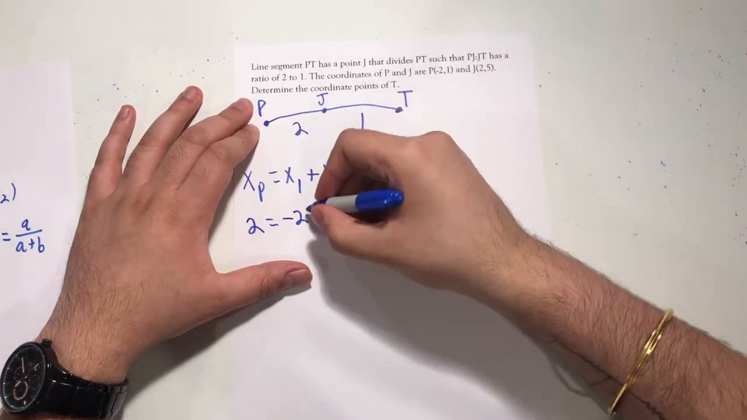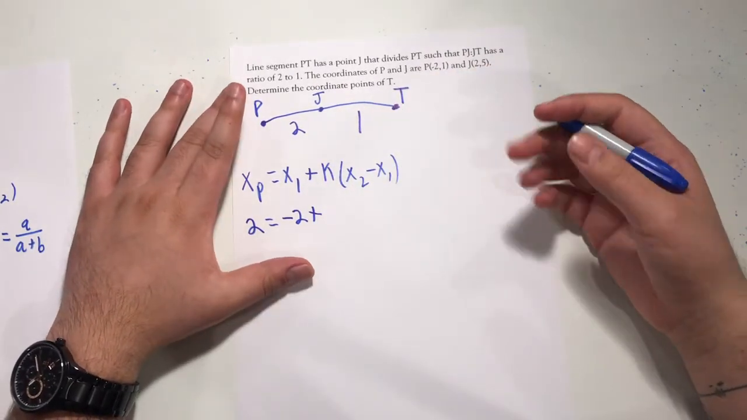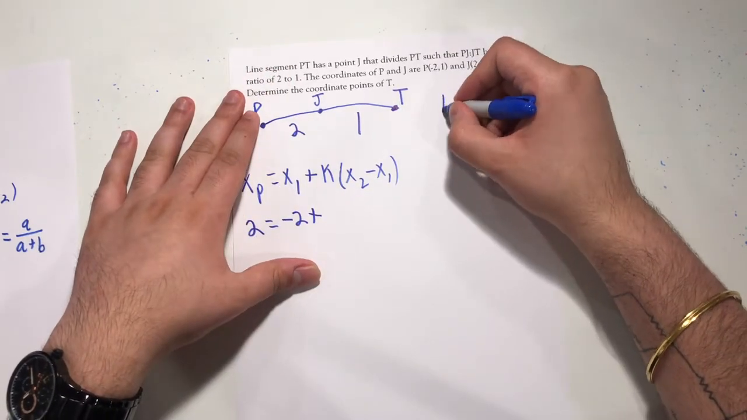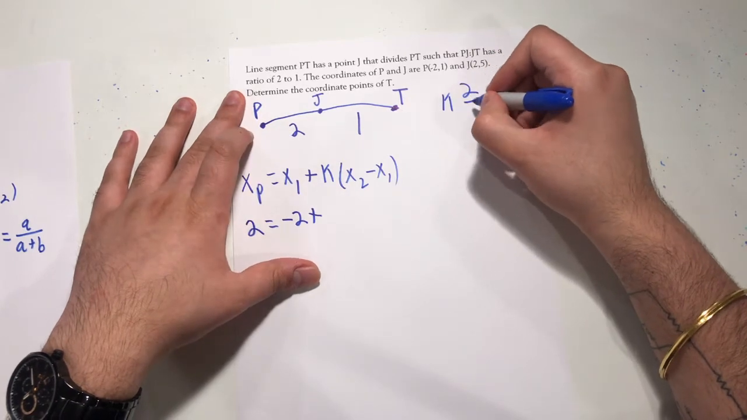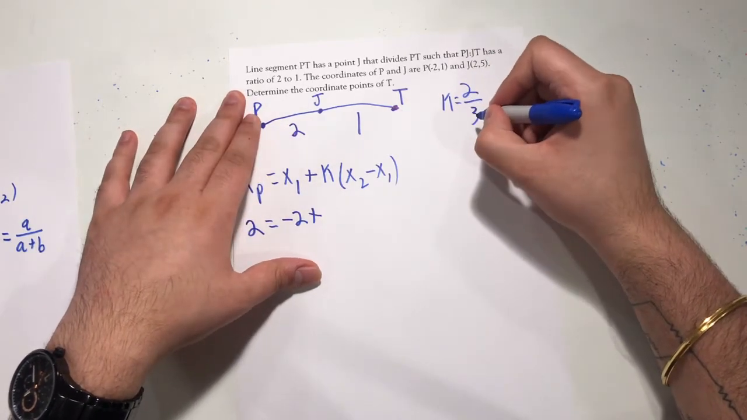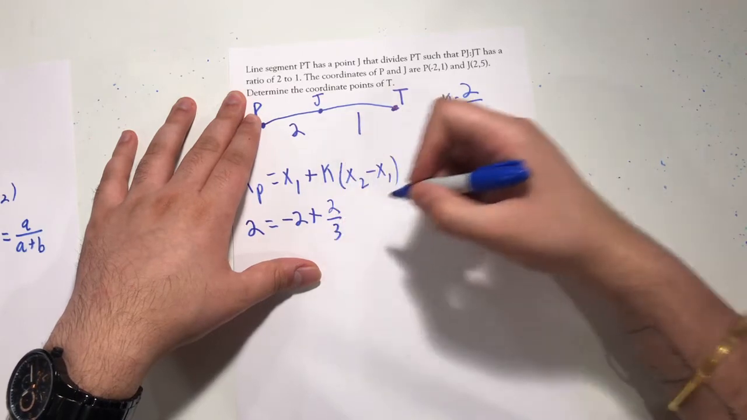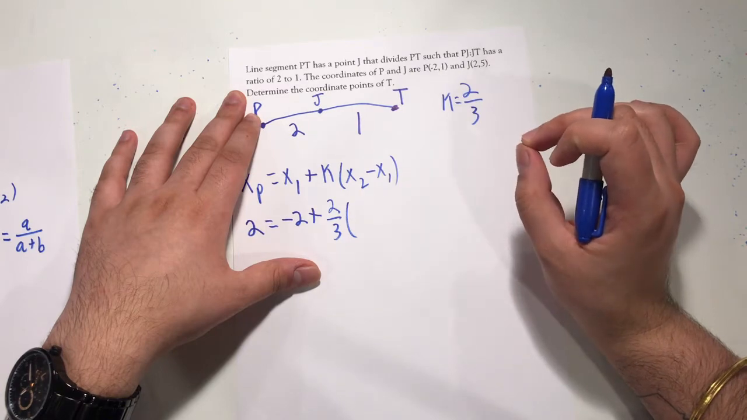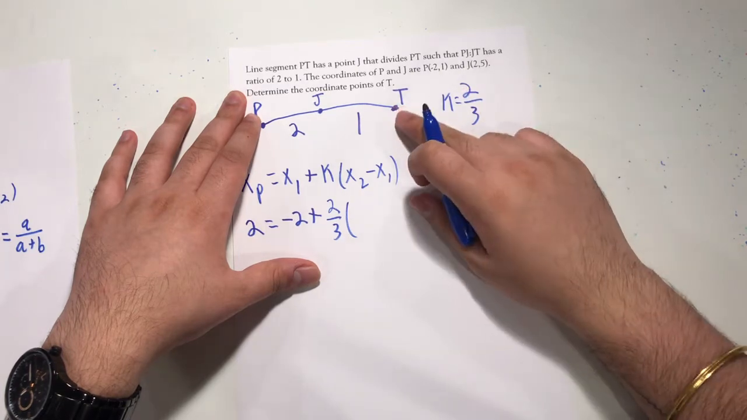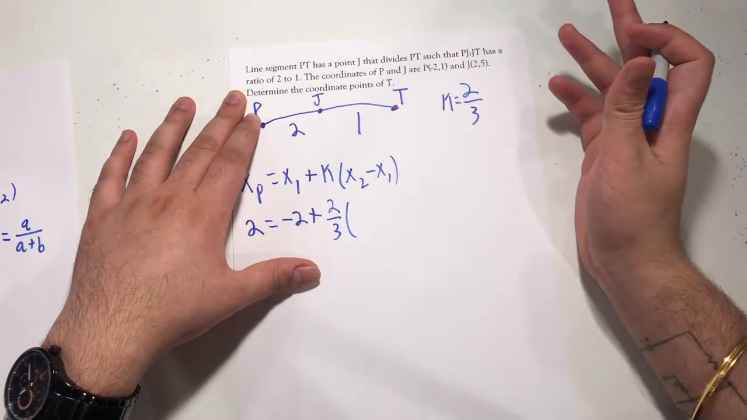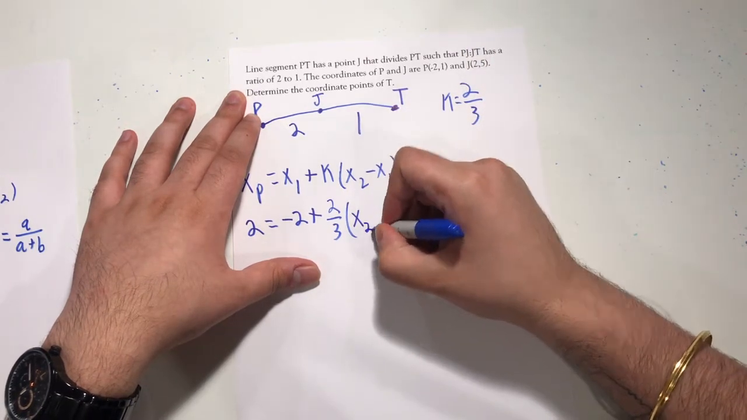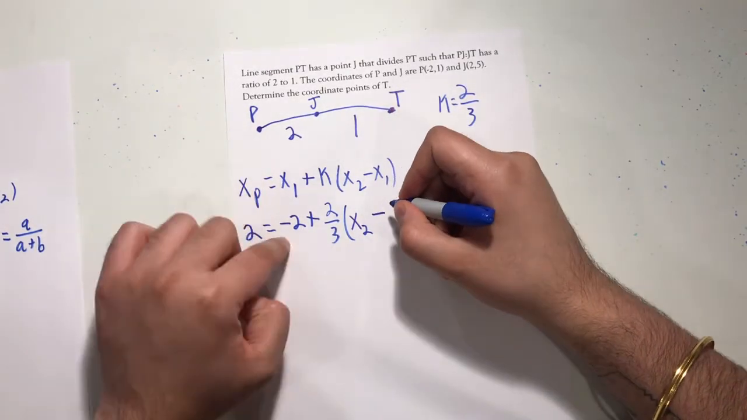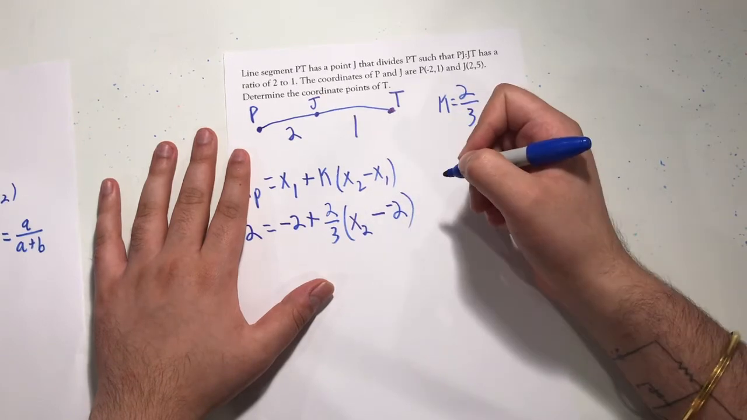Now we need to find our k value. The k value is going to be a over a plus b, which is 2 over 2 plus 1, which is 3. So 2 over 3 is our k value. x2 is the x coordinate of our second point, which is T. Now we don't know what that is, so that's going to just remain x2. And our x1 we know to be -2.